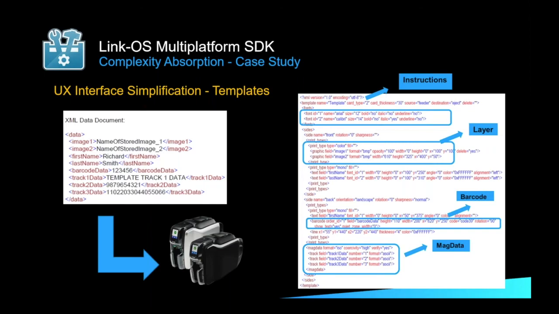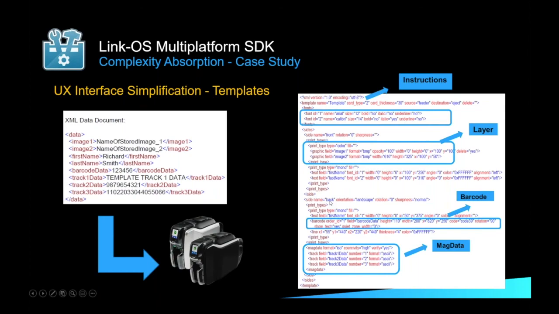So let's talk in a little more detail about the templates. The screen that you're seeing here is focused on the card printers. For the card printer, on the right side we have the layer XML, where on the top part you define how you want to set up the template, and also how you want to set up the fonts and the sizes. Then we have two areas to work with here. The first part is the front of the card, and the bottom part is the back of the card.